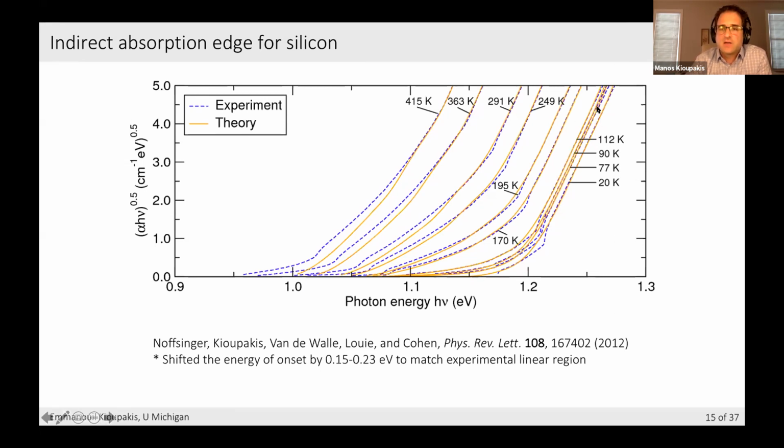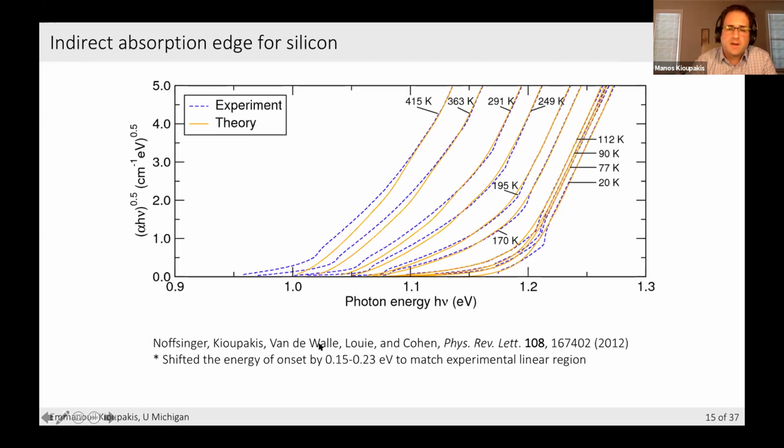The straight line here corresponds to the phonon emission term. This corresponds to the phonon absorption term. And as you see, as you increase the temperature, the phonon absorption becomes stronger and stronger. The phonon emission stays more temperature independent. But here you see those characteristic kinks and straight line segments near the indirect band gap of silicon.